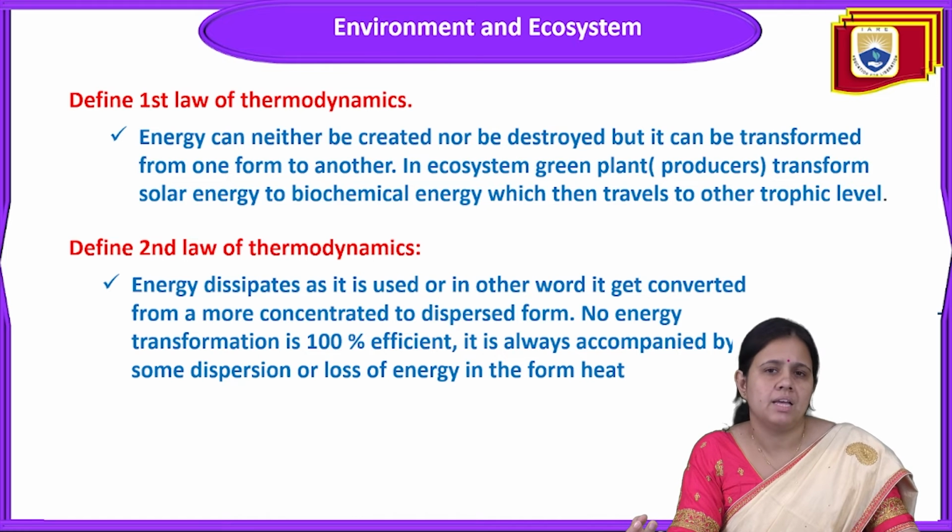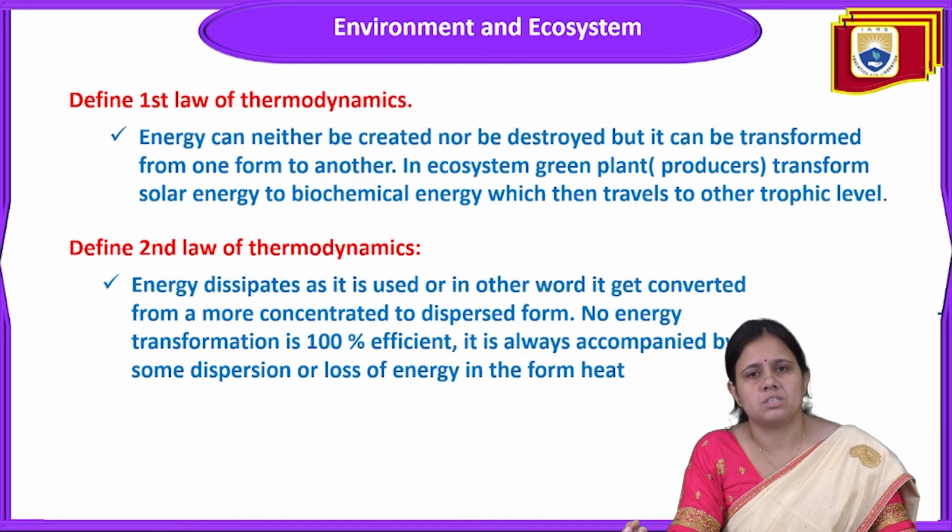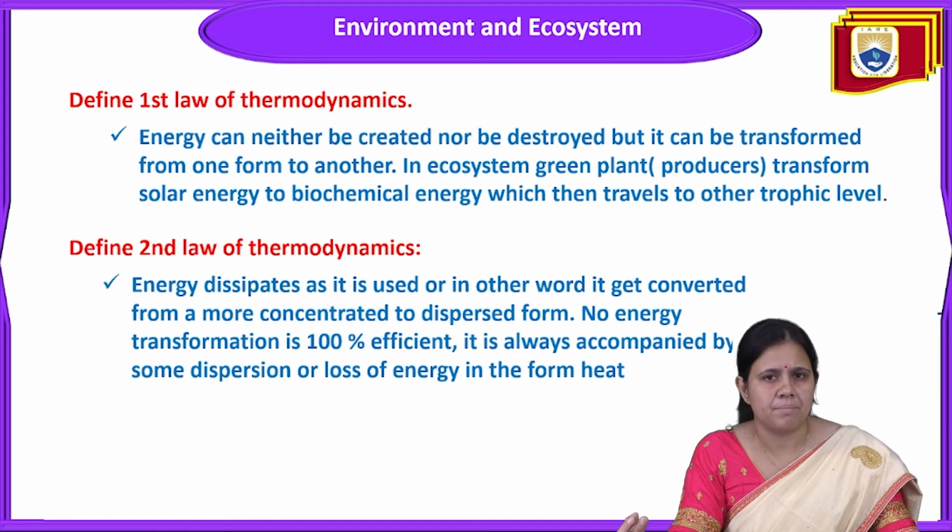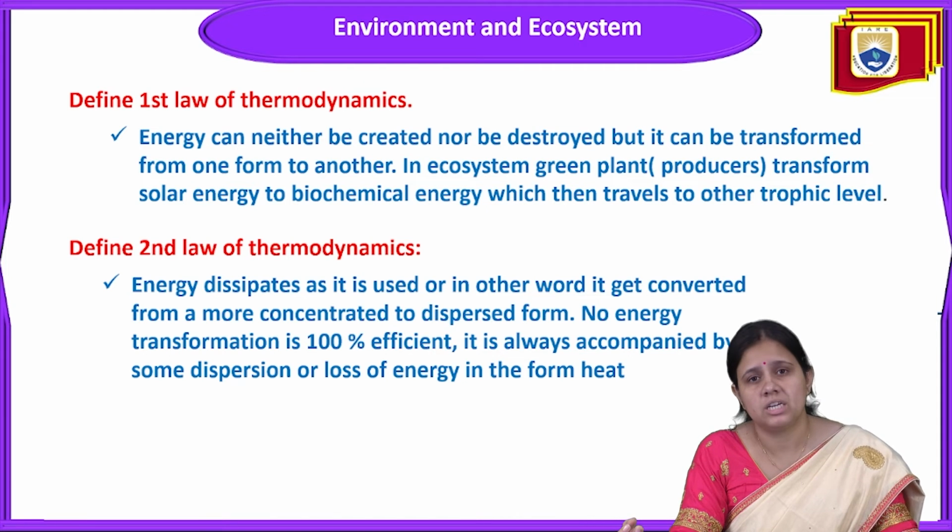If we take the example of an ecosystem, the primary producers will transform solar energy into biochemical energy. Then they will transfer this biochemical energy to the next trophic level. This is about the first law of thermodynamics.